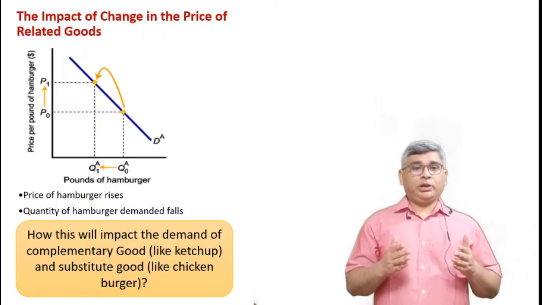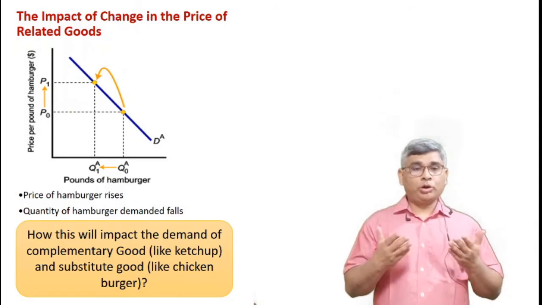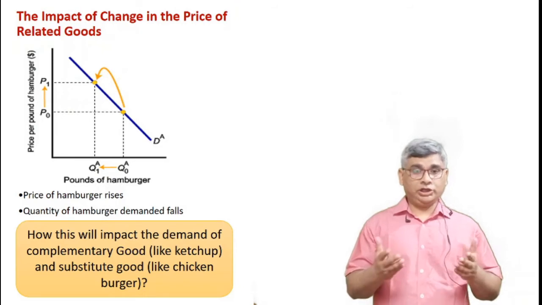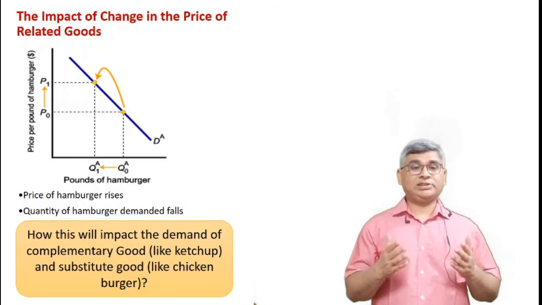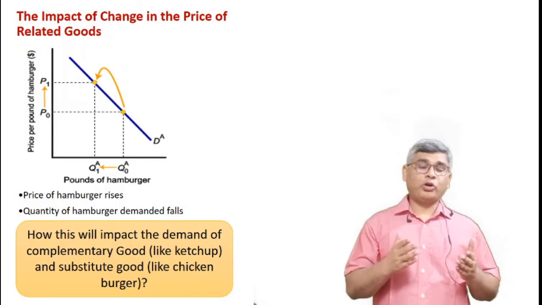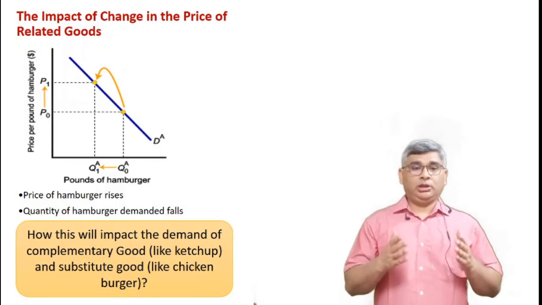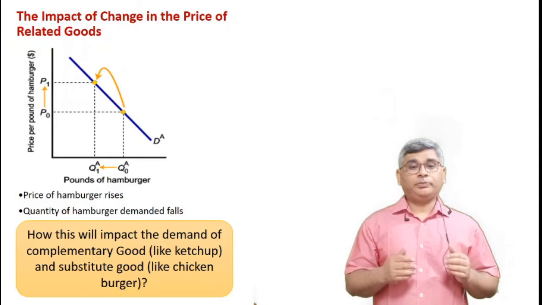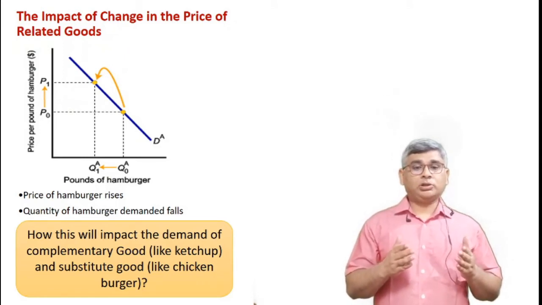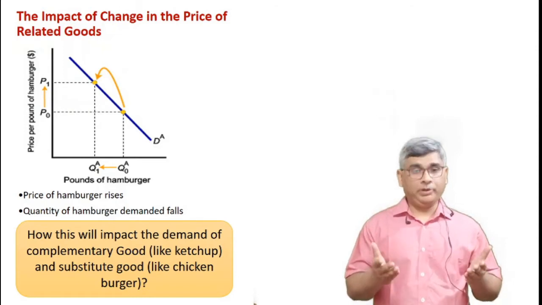Now let us see one more factor that is responsible for this change in the supply and the demand curve. Let us take up a case of a product and two products which are related to this. Say hamburger is one product. So for a hamburger, the ketchup is basically a complementary product.